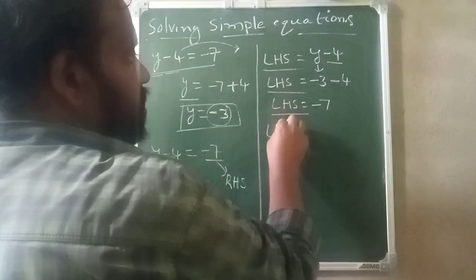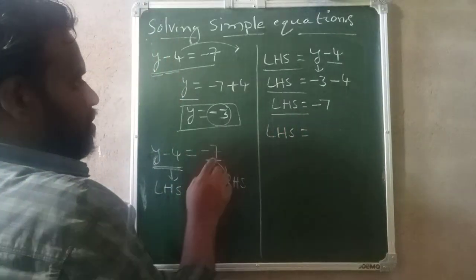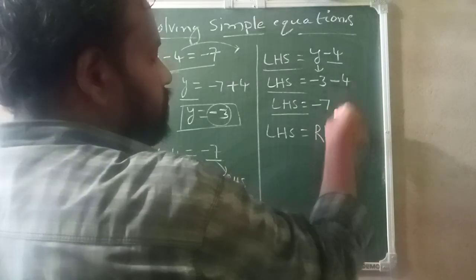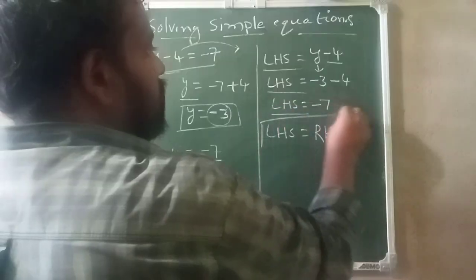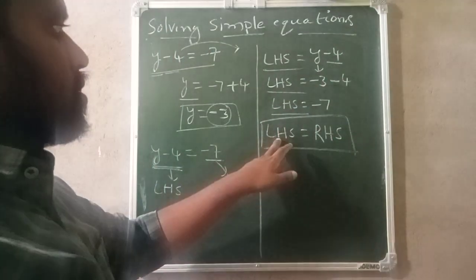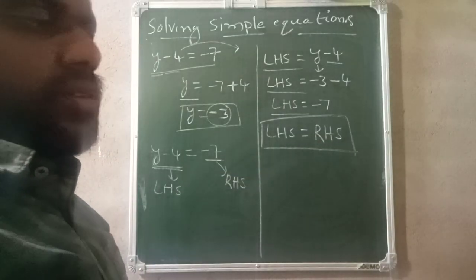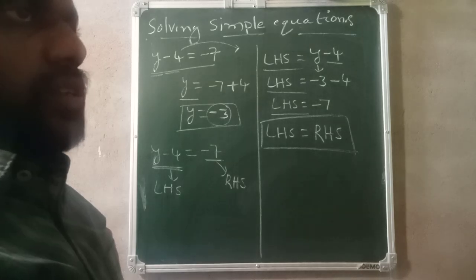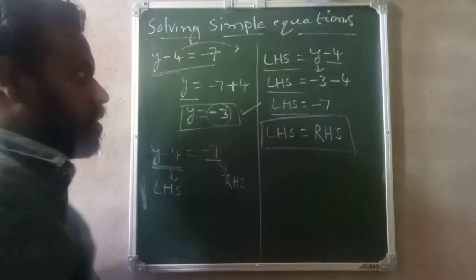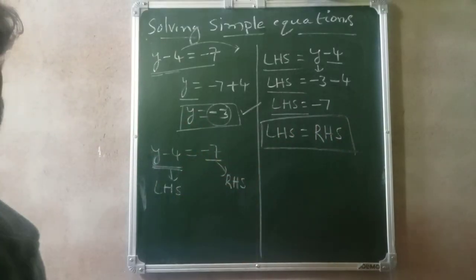So next step, write this LHS is equal to, so I have written minus 7 is RHS. So in place of minus 7, I will write like this, RHS. I will put a box for it. Now see, we got LHS is equal to RHS. So remember, when we get LHS is equal to RHS, that means this answer is correct. Okay. This is the correct answer because LHS is equal to RHS.